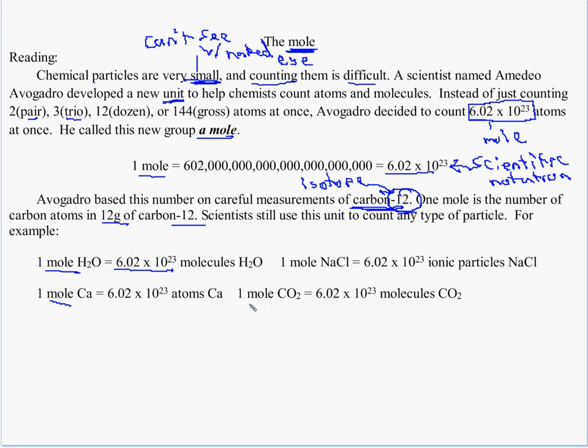1 mole of CO2, yeah, you guessed it, is 6.02 times 10 to the 23rd molecules of CO2. Again, molecule because this is a covalent compound. 1 mole of NaCl, well, it's not going to be a molecule. It's 6.02 times 10 to the 23rd ionic particles of NaCl.